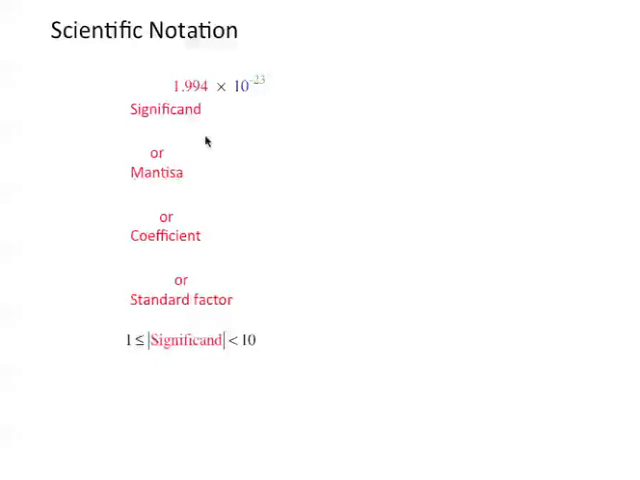Now, the significand is a number, and it has to be between 1 and 10. Basically, you want to have the decimal point just after the first digit. So this digit can be a 1, a 2, a 3, 4, 5, 6, 7, 8, or 9. 10s are out, zeros are out. All right, so this part is called the base, and that's called the exponent, as you well know.